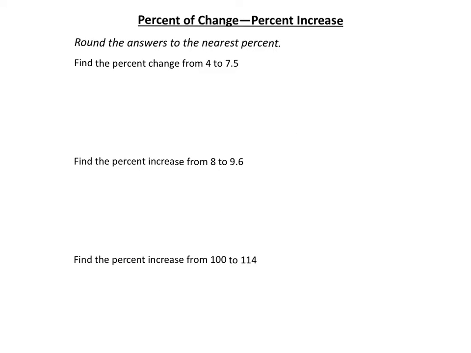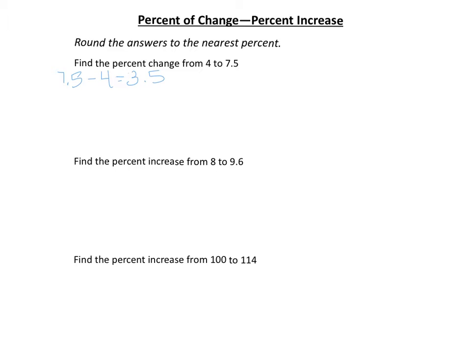Let's do a few examples. So looking at page 23, we're going to do percent of change. Now these are all percent increase problems. I'm going to show you how you can tell that it's a percent increase problem, even if it doesn't come right out and say that. Notice that the directions say we have to round to the nearest percent. So the first one says, find the percent of change from 4 to 7.5. The very first thing we've got to do is subtract 7.5 minus 4, and that's going to equal 3.5. Whether we do the proportion or the equation, the very first thing we have to do is that subtraction piece.